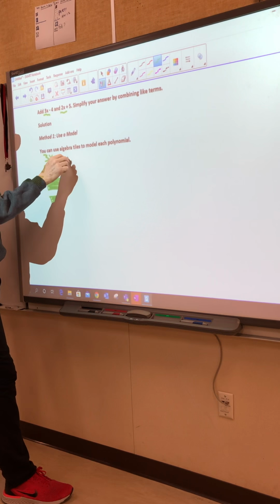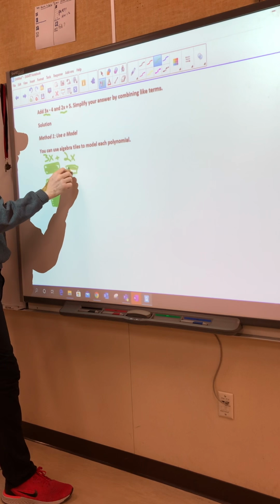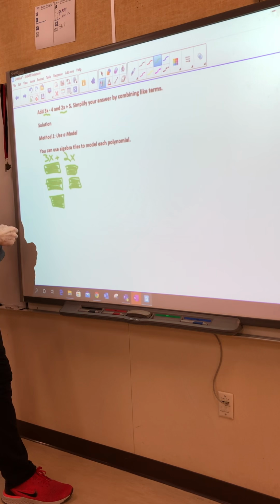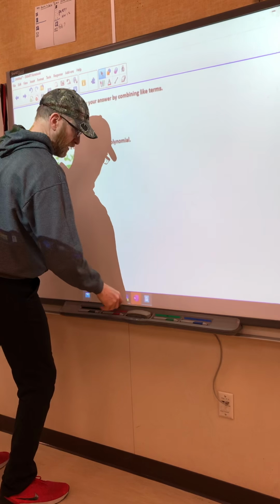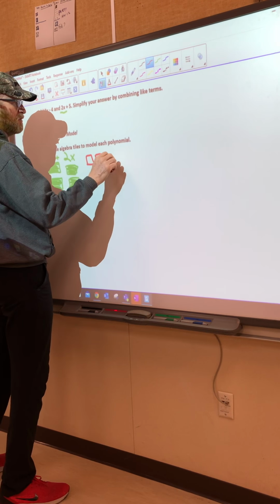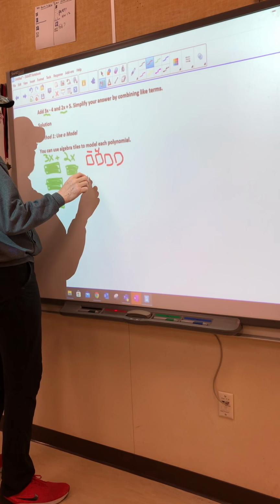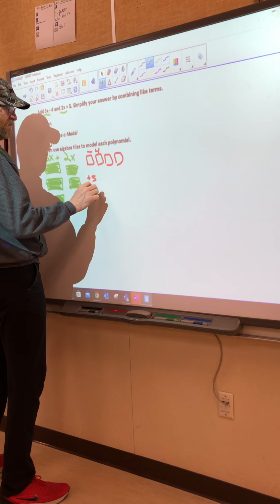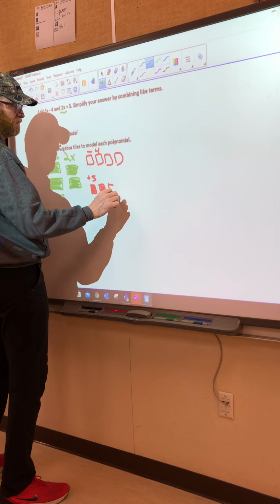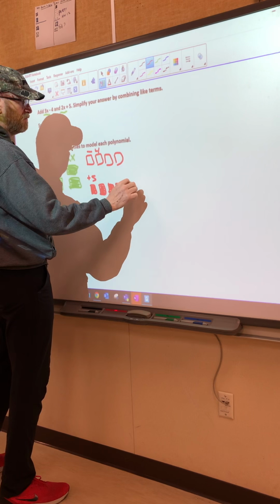X and 2x. Haha, that's kind of a squiggly rectangle. There we go. And then we've got -4, 1, 2, 3, 4. So that's -4. And then we've got +5. They're all colored in, right? 4, 5.